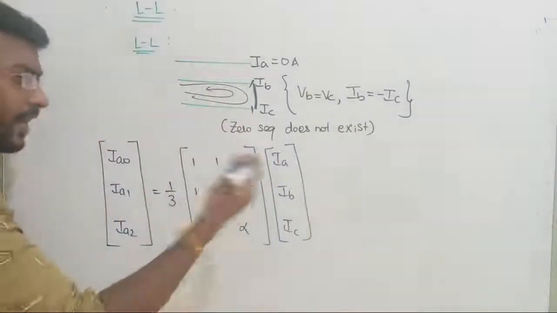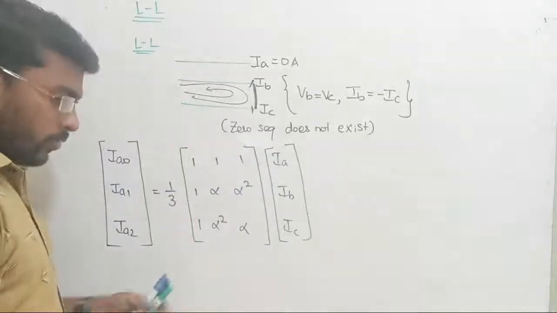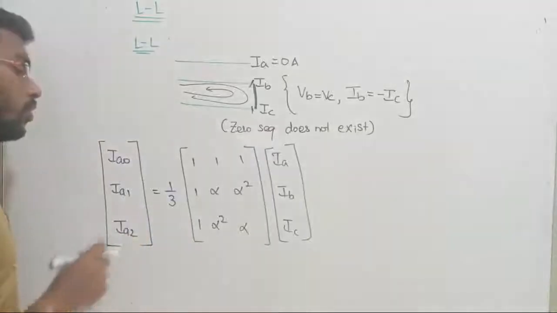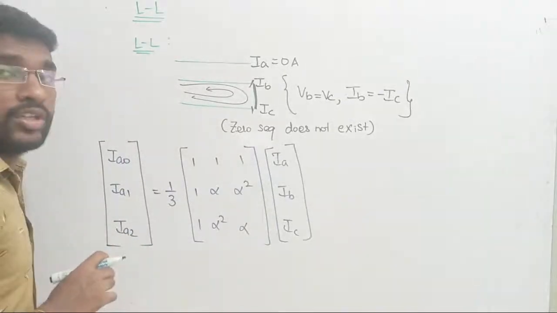For voltages, I will write later. If it is required, then I will do it. If it is not required, then we will skip it. No problem, right? Let us see what we are going to do. Anyway, in our case, I should think about the zero sequence component.